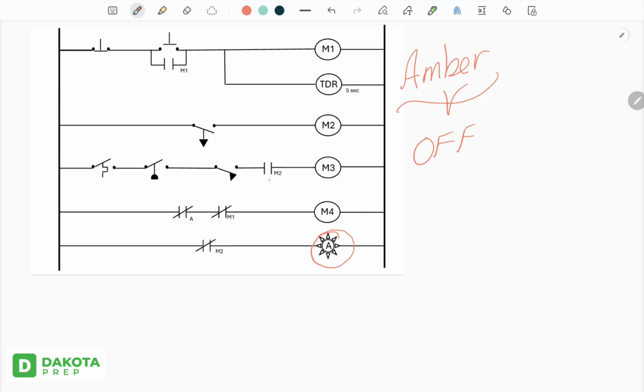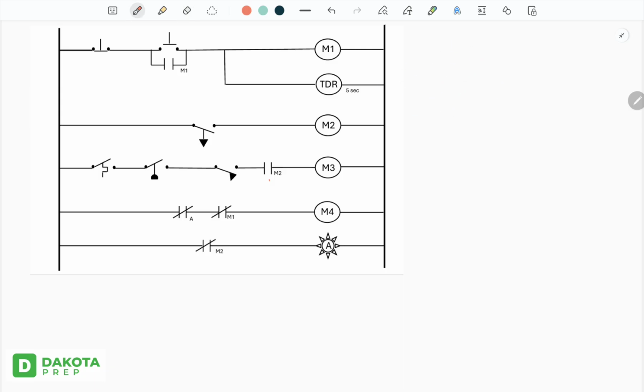So again, we started the amber light. In order for it to go off, M2, this right here, needs to be open. So in order for that to happen, we head over to M2, it's already open. So for the amber light to go off, M2 also needs to be off. Otherwise, my amber light's going to be on all the time.